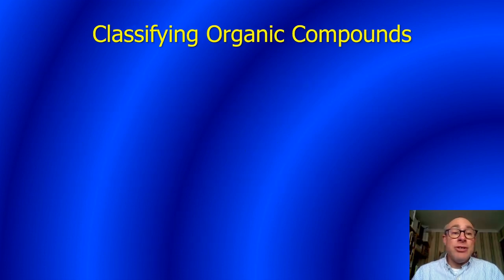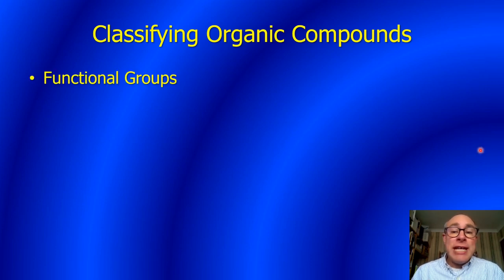Okay, we're now going to look at how we classify organic compounds. So organic compounds can be classified according to something called a functional group. Now, a functional group is an atom or group of atoms which determine the chemistry of the compound.